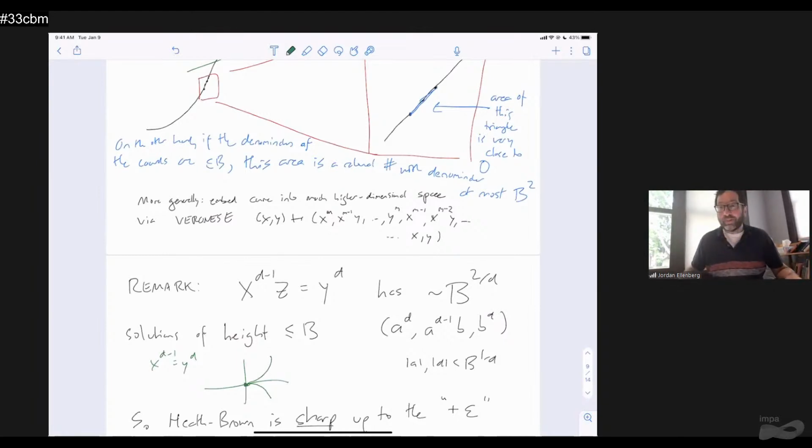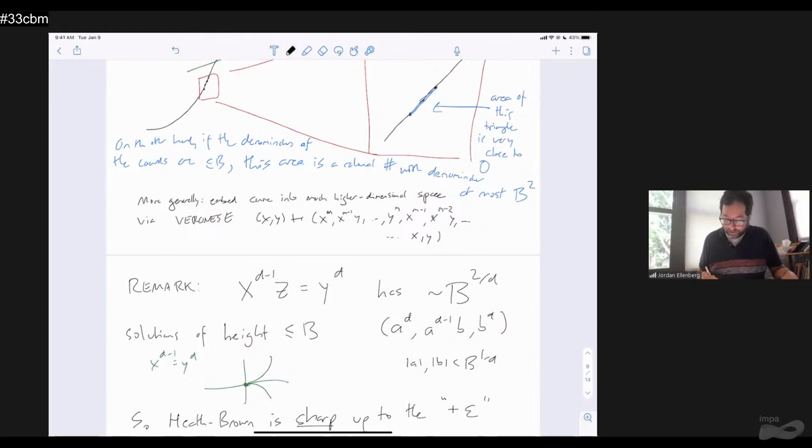And so Faltings' theorem does not apply. Even though this has high degree, there's no guarantee that there are only finitely many solutions, which is good because there are not finitely many solutions. In fact, I can choose any integers a and b, I wrote d there but I meant b, less than capital B to the 1 over d. And then you can check that a to the d minus 1 times b, and b to the d satisfy this equation.